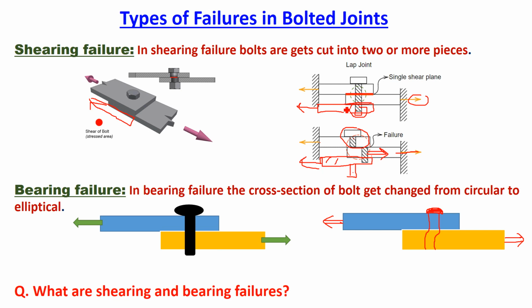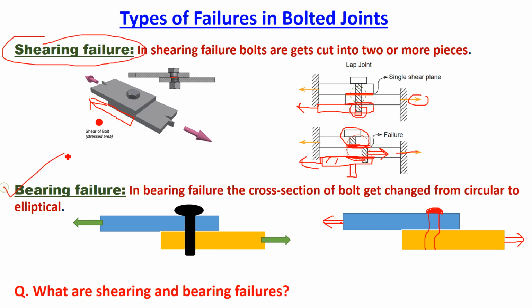Okay, this first case is of single shear, and when you use three plates, it is a case of double shear. There are two shearing planes, right? If it is double shear, number of pieces are 3. If it is single shear, number of pieces are 2. This is called as shearing failure.